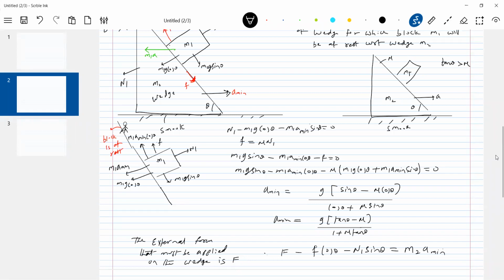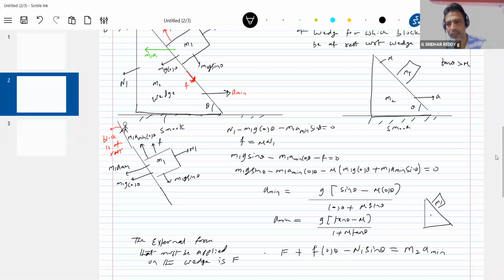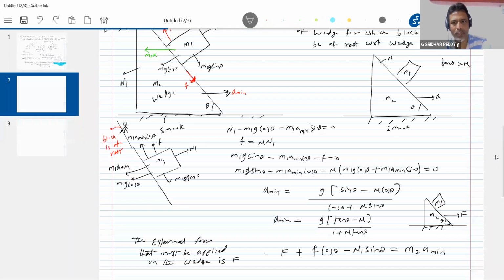Sir, won't it be F plus F cos theta? Yes, it will be plus F cos theta. This will be plus. I'll give the diagram here, just a small rough diagram. That's what the question actually is. Instead of asking for force, I made you directly get the acceleration. What should be the value of force that should be applied so that block M1 will be at rest with respect to the wedge? So you try this later on. Only you have to substitute the values of F and N1 and A minimum. You'll get the required value of force.